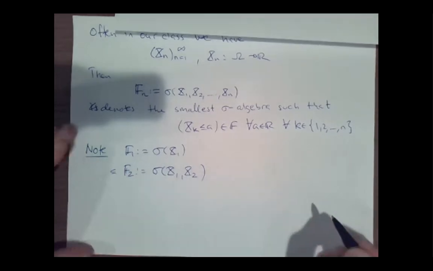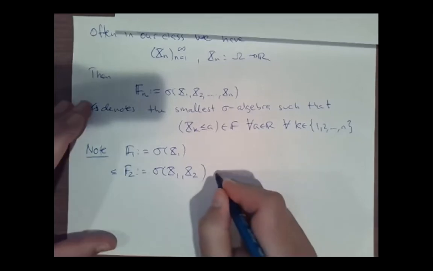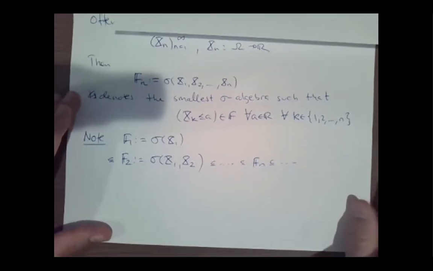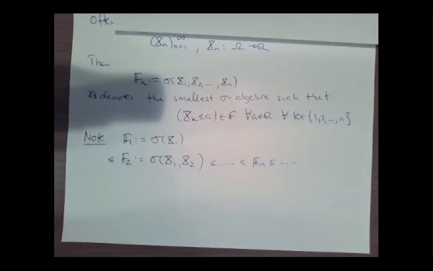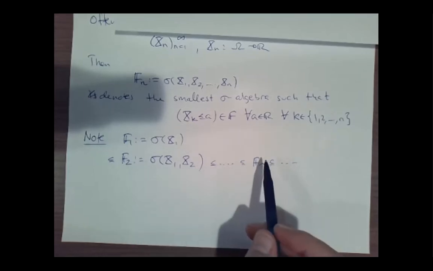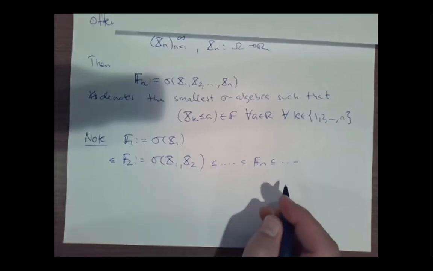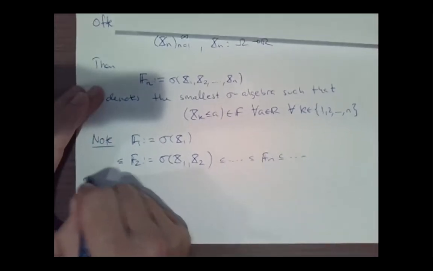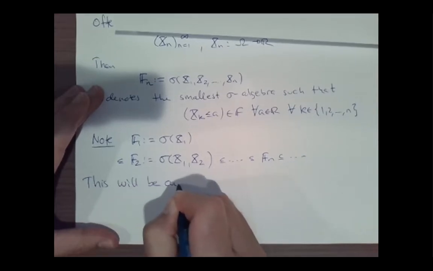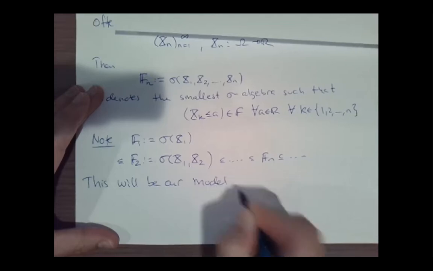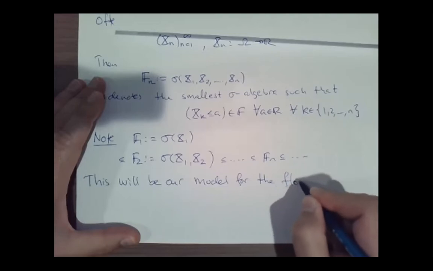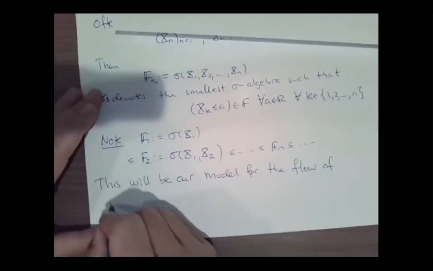So we have the inclusion, and this keeps going all the way up. You get bigger and bigger and bigger. The n down here for us is going to be time. So this is our model for the flow of information.